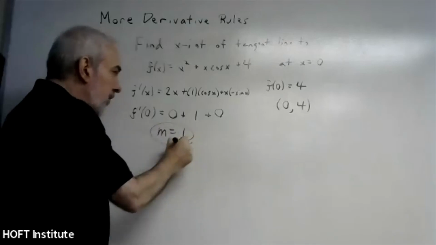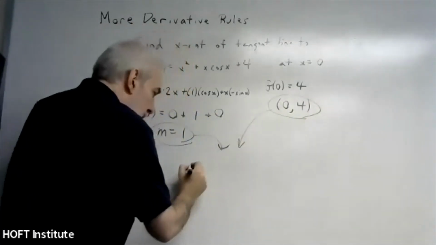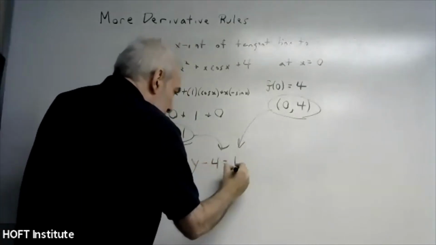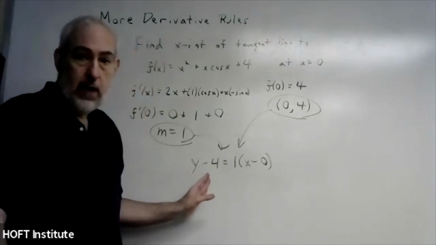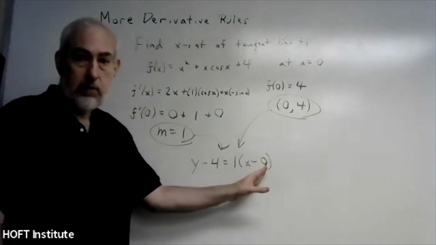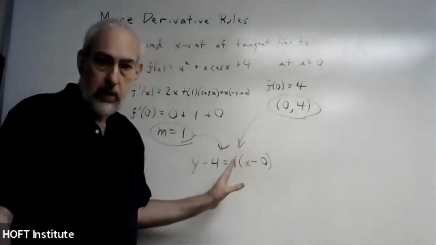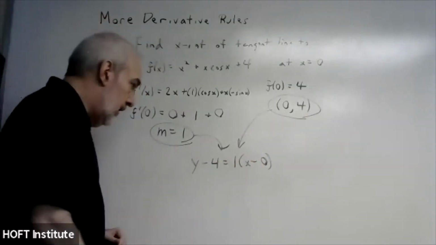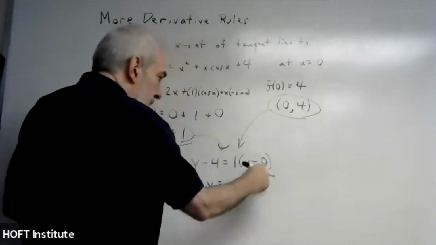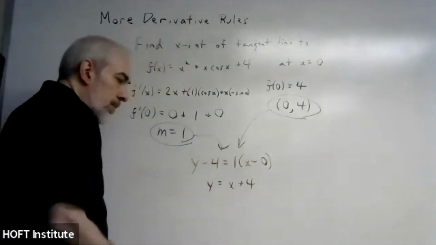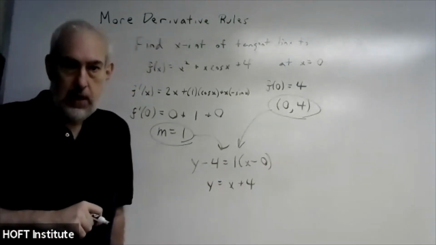So our slope is 1, our coordinate point is 0, 4, and then plug that into the point slope equation of the line, y minus y1 equals m times x minus x1, where y1 and x1 were the 4 and the 0. So I already plugged that in. And now let's solve for y. Distributing that just gives you x, and then adding 4 to both sides, you get y equals x plus 4. That's the equation of the tangent line.